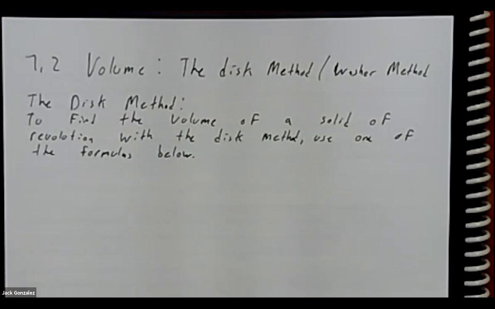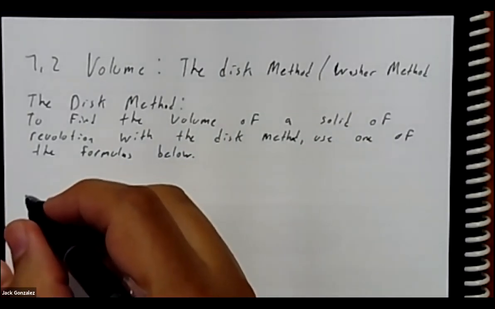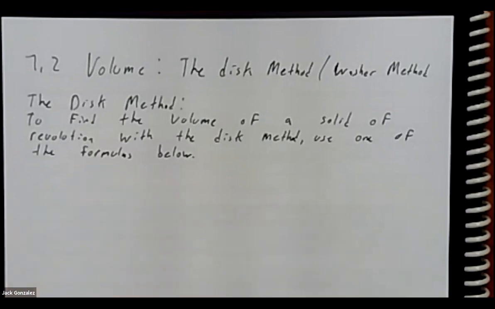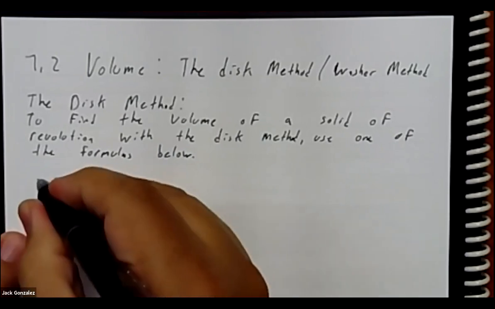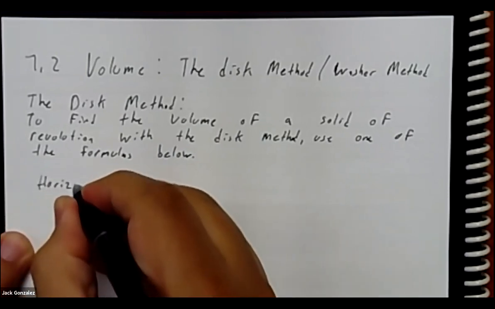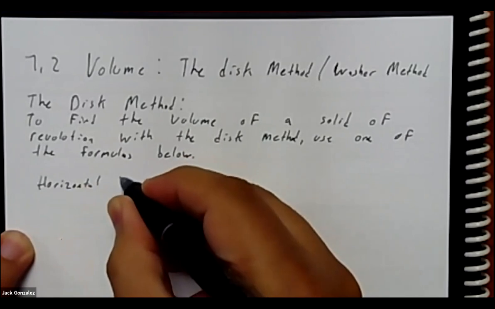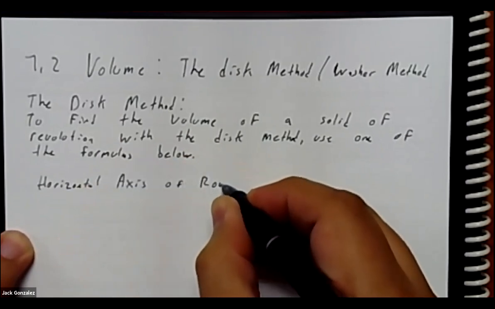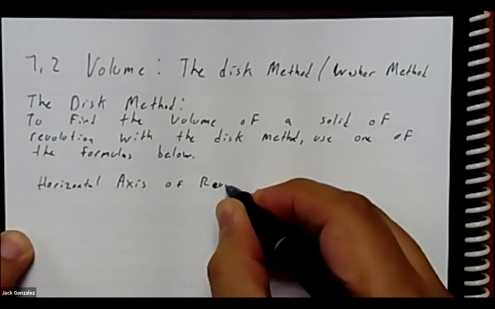Okay, so it all depends on the orientation of the region and how you slice the graph. Let me give you both situations. Remember how I kept saying in 7.1 we had the vertical slice, right? It was like top minus bottom. So if we have that same situation, then we use this formula, the horizontal axis of revolution.